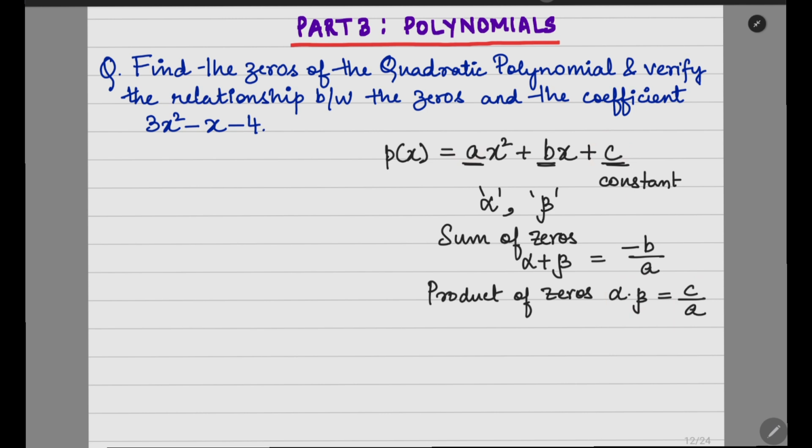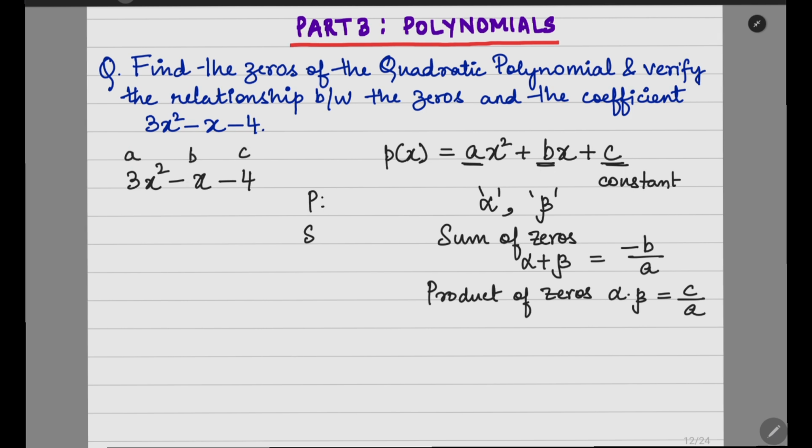Now let us look at the given question. You have to find the zeros of the given quadratic polynomial and also verify the relationship between the zeros and the coefficients. The given quadratic polynomial is 3x square minus x minus 4. Let me write it down. Now you'll have to find out the product and the sum in order to find the roots or the zeros. Here a is 3, b is minus 1 and c is minus 4.